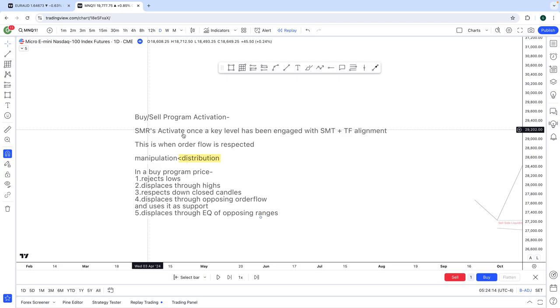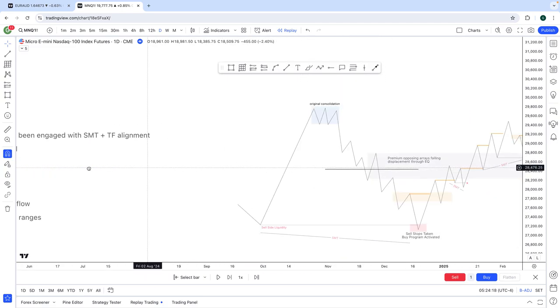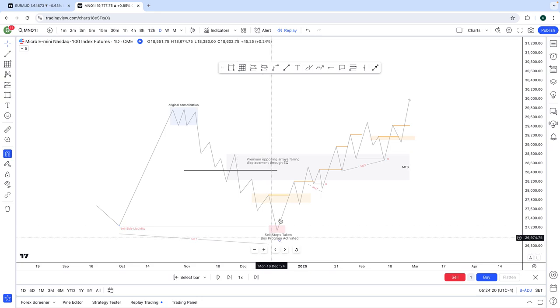SMT, higher time frame key level has been engaged. Now we're waiting for time frame alignment. What is the alignment? A change in state of delivery, a candle close, like in my video. We're looking for that on the lower time frames. So for the time frame alignment, let's say this is the daily swing low, this is the hourly sell side of the curve. We want to start to disrespect sell side or opposing PD arrays.